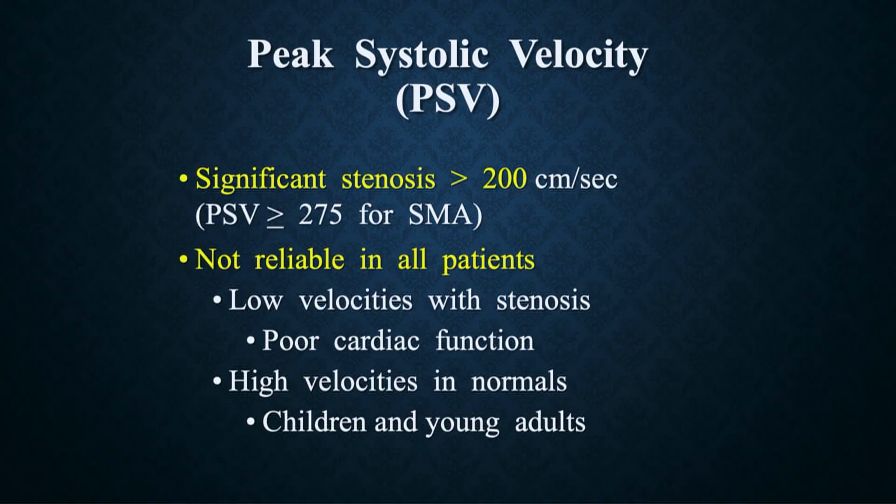In terms of absolute velocities, usually over 200 is considered abnormal. But again, not in every case. But that's the cutoff we think about. The exception to that is for the superior mesenteric artery, we use a cutoff of 275. So the renals, the celiac, the IMA, 200 is the number we think about. But again, not reliable in all patients, because you'll have some patients that have relatively low velocities, even with stenosis, because of poor cardiac output, underlying cardiac disease, and as I mentioned, high velocities in your younger patients.